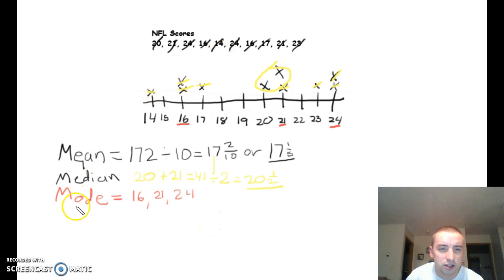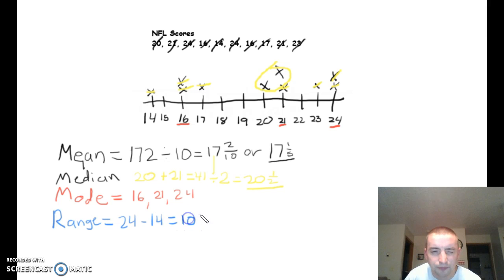And then finally my range is going to be my biggest number, 24, minus my smallest number, 14. I get 10. Okay, so make sure you have all that copied down.